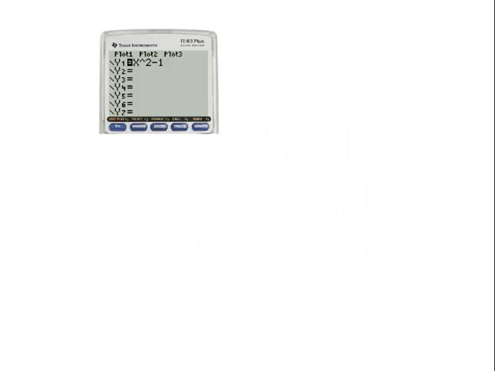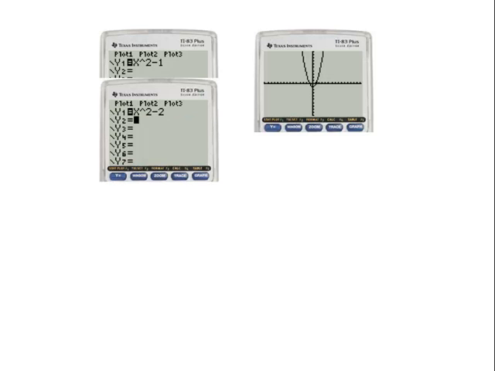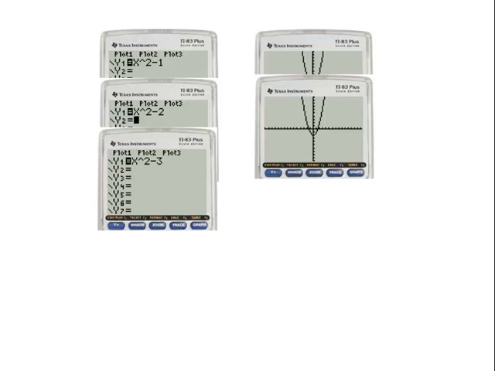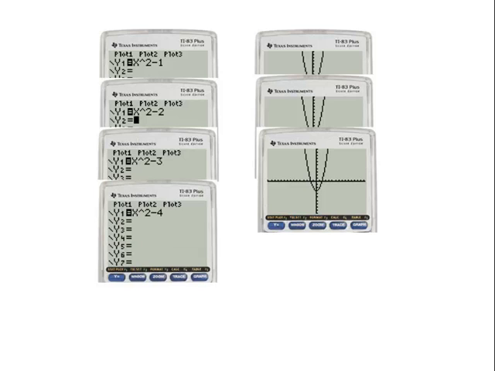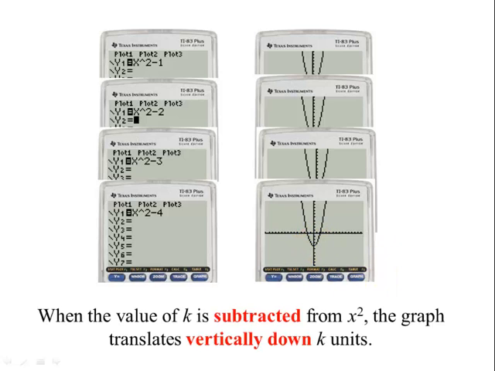Let's do the next 4 graphs. X squared minus 1 produces this graph. X squared minus 2 is this graph. When k is a negative 3, we have this one. And the last one, x squared minus 4, the y-intercept now is a negative 4. So we say when the value of k is subtracted from x squared, the graph translates vertically down k units.